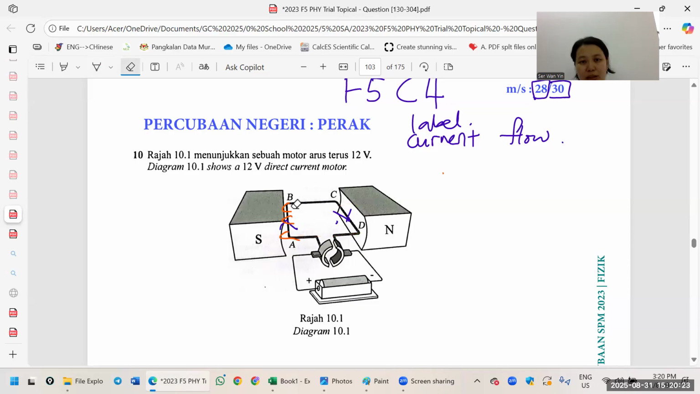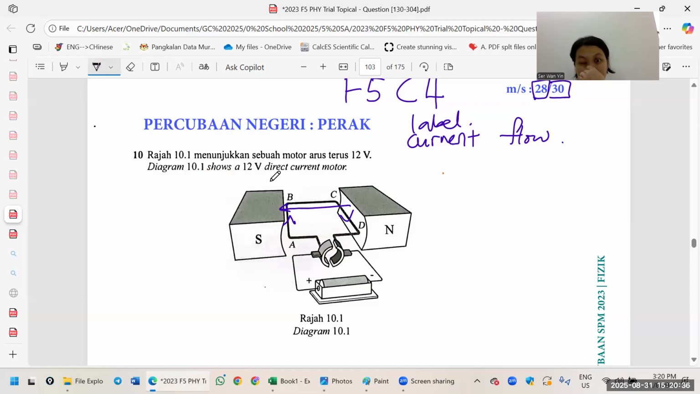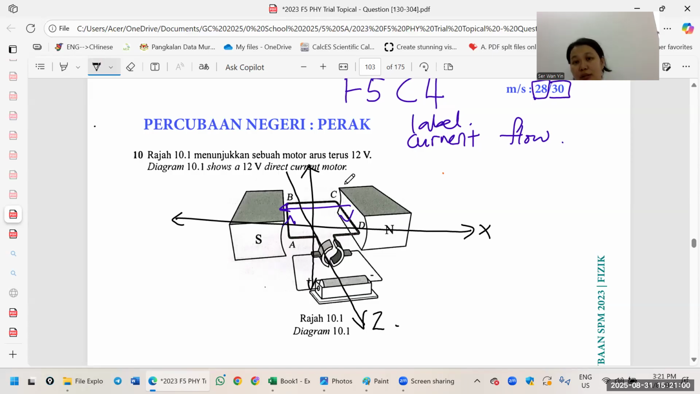Then now what we do, okay, you can just draw the XYZ axis first. So the X axis will be the north and south. So this is your X axis. Then up and down. Never mind. Then this is the second axis. It will be the direction of current flow.